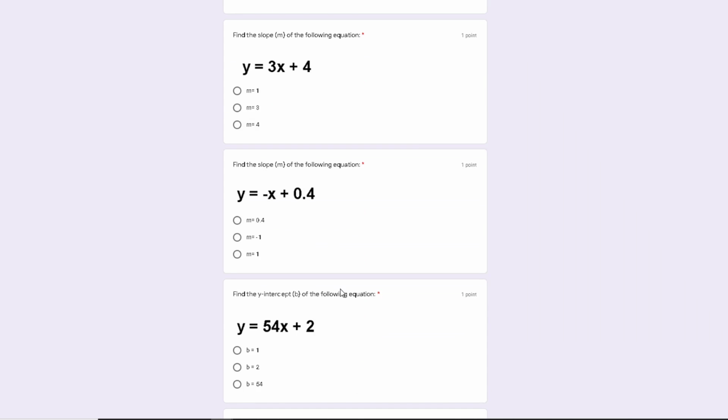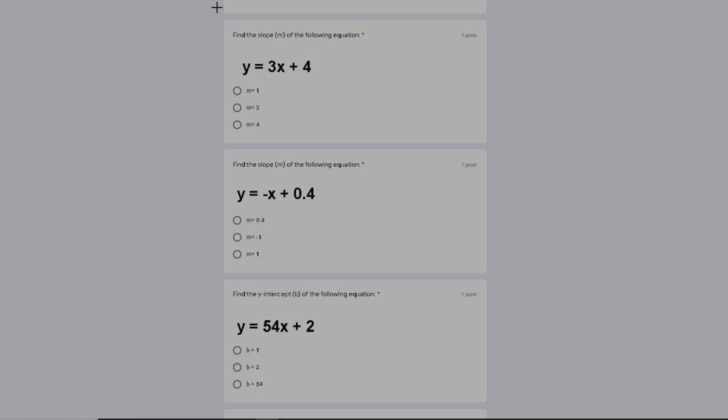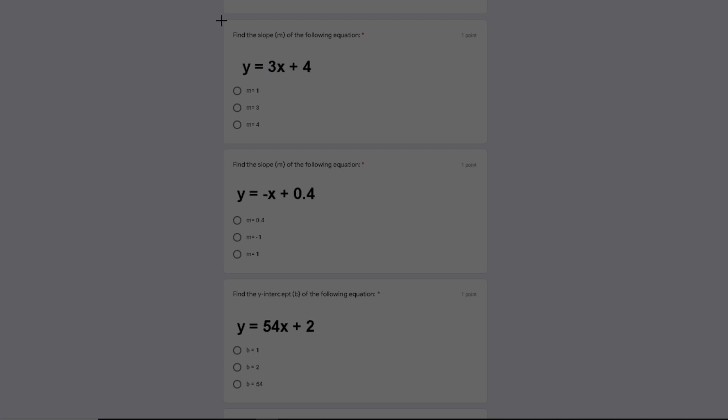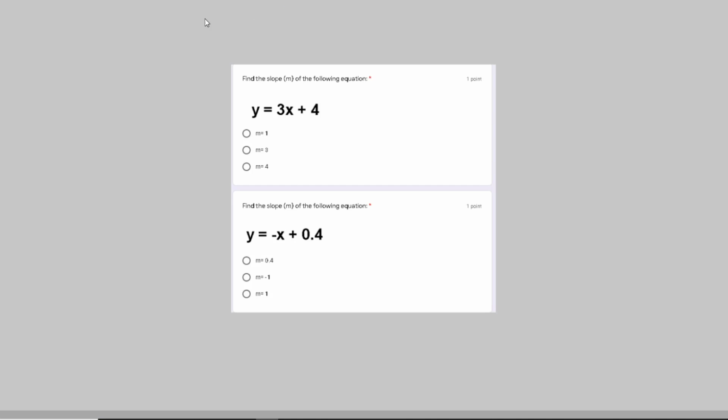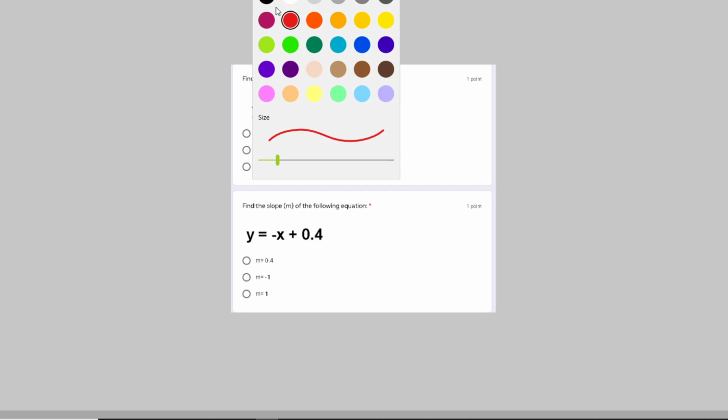All right, let's continue. Do these both. Find the slope of the following equation. I give you 2 here.